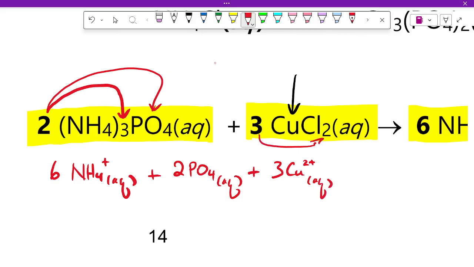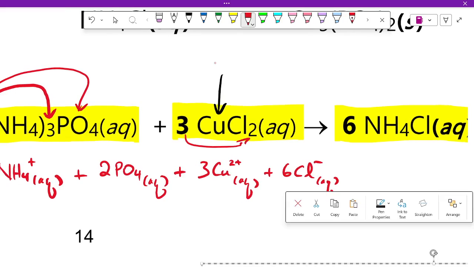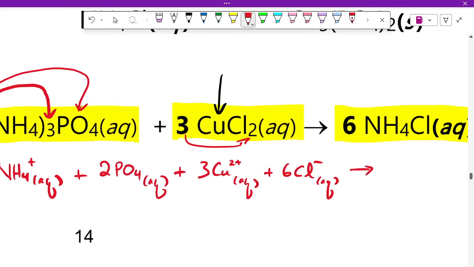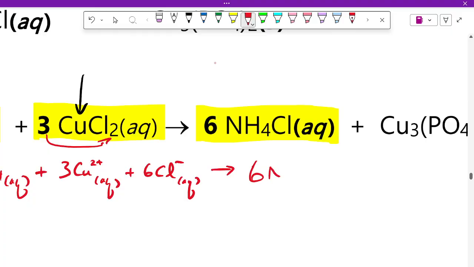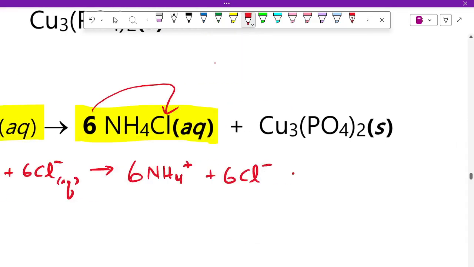3 times 2 is 6 Cls. And then on our right-hand side, we have 6 NH4 plus, and we would also have 6 Cl minus. And then what do we do with our solid? Nothing. Cu3(PO4)2 solid, and I forgot my states here and here.